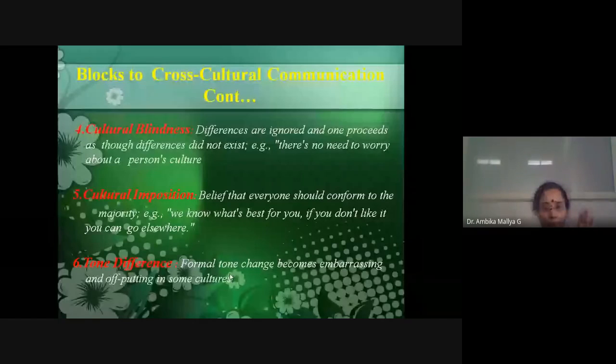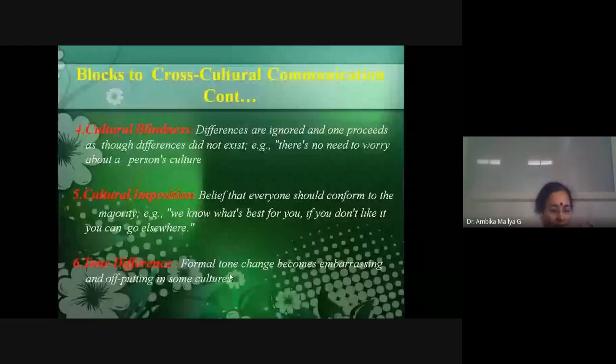Next is the difference in tone. See, there are three different types of tone. You have the formal tone, the semi-formal tone, and the informal tone. When you're talking to your boss, your principal, or your lecturer, it's a very formal tone. When you're talking to your favorite lecturer, you are probably quite friendly, so it is semi-formal. You still respect them. But when you're talking to your friends, it is informal.